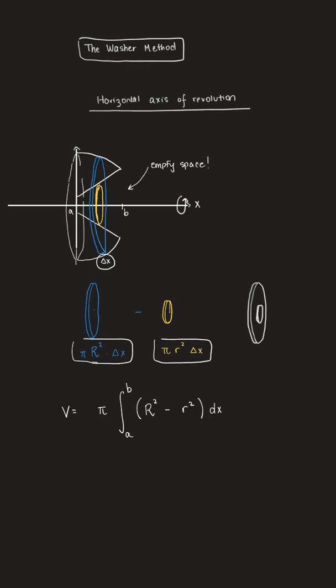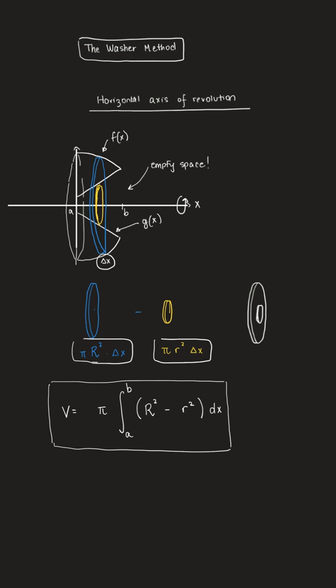Well, the radii are the function values of two functions. The outer function, let's say if that's f of x, then the outer radius squared would be f of x squared. If the inner function is g of x, then the inner radius squared would be g of x squared. We'll see more of this when we do examples. But if we're revolving over a horizontal line, there's our formula for washers. And the only difference from discs is that we're taking the difference of two discs. That's what washers are.